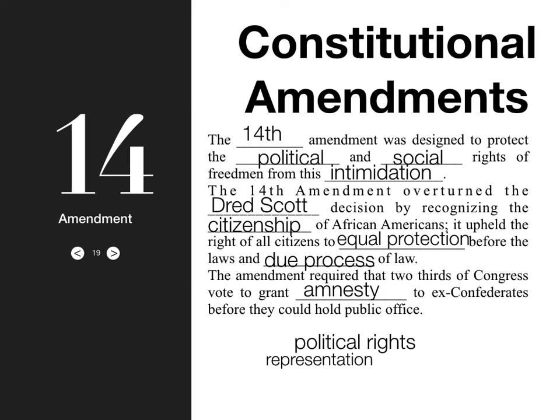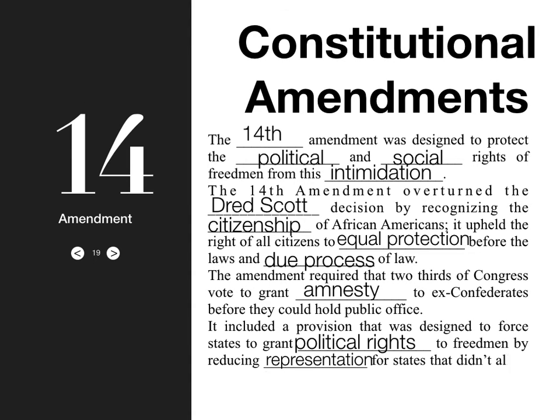The amendment required that 2/3 of Congress vote to grant amnesty or forgiveness to ex-Confederates before they could hold public office. It included a provision that was designed to force states to grant political rights to freedmen by reducing representation for states that didn't allow African Americans to vote. This provision, however, was ineffective.